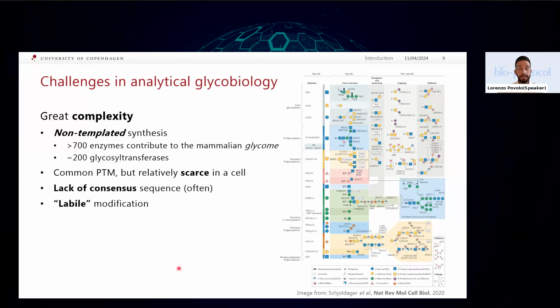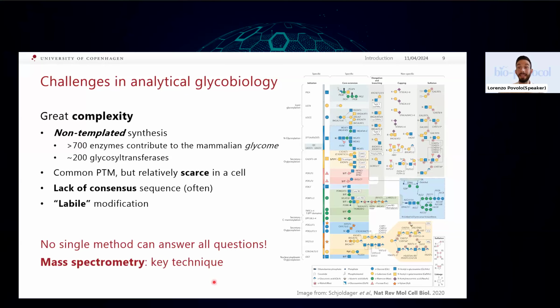So all in all, from this complexity, we can understand that there is no single method that can answer all questions in glycobiology. Instead, several techniques have been developed in the past years for the characterization and investigation of the glycome of a cell and its functions. Among these, it's quite safe to say that mass spectrometry is a key technique in characterizing glycoconjugates and, more specifically, glycoproteins. And when it comes to mass spectrometry, which is also the focus of this presentation, there are several approaches.